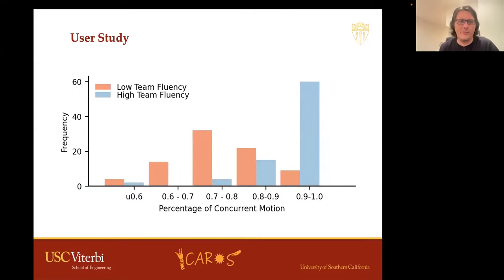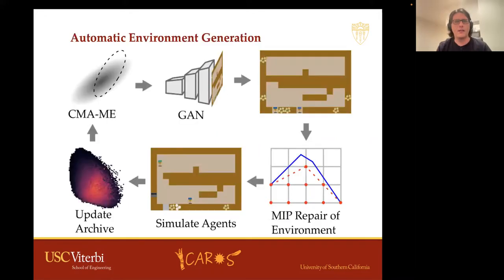Simulated humans are one thing. We actually ran a user study online on that low team fluency and high team fluency environment I showed you in the previous slide. And we found that on real humans, if we just measure their percentage of concurrent motion, then in the high team fluency environment, they're moving in parallel a lot. In the low team fluency environment, the percentage of concurrent motion goes down. This supports our claim that we can induce different agent behaviors just by changing the environment.